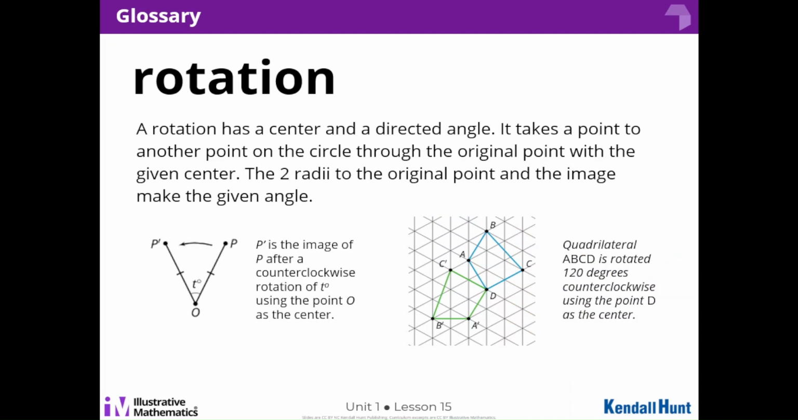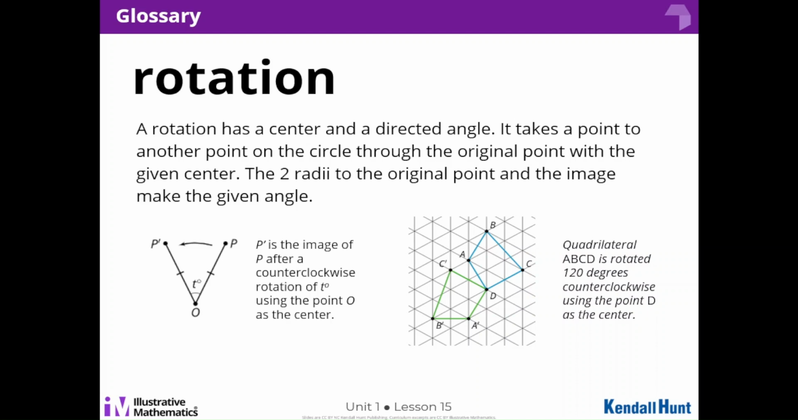Next glossary term is rotation. A rotation has a center and a directed angle. It takes a point to another point on the circle through the original point with the given center, the two radii to the original point and the image make the given angle. So on the left, P prime is the image of P after a counterclockwise rotation of t degrees using the point O as the center.